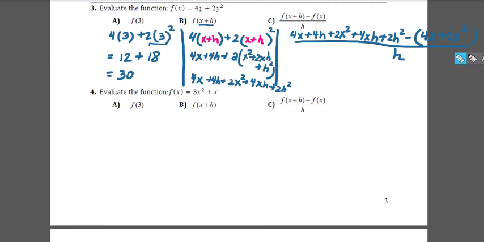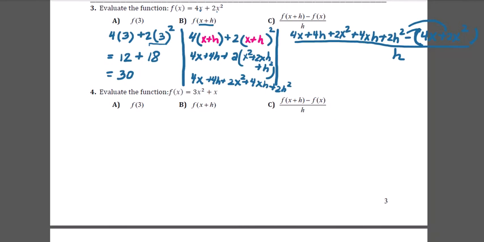Alright, so now let's take a look at part C. So what we've got here is f of x plus h, which you've done right here in part B, minus f of x. So all of this here is what you got from part B. This is minus, so don't forget to put parentheses around f of x right here, because what you have to remember is to distribute through this minus sign.